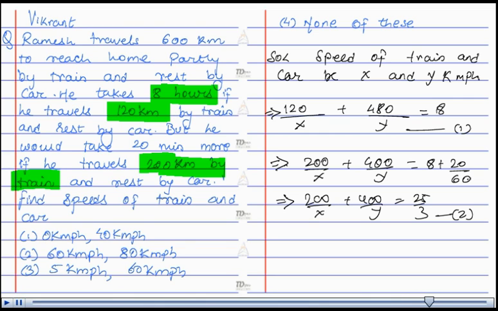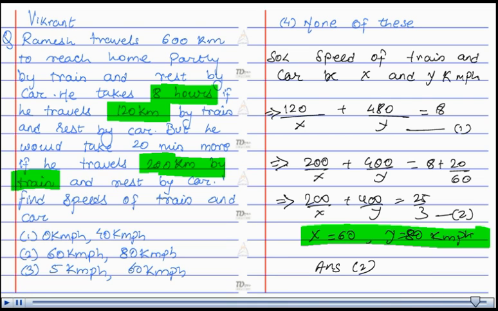Solving these two equations, we get the value of x as 60 and y as 80 kilometers per hour. Therefore, the answer is second. Thank you.